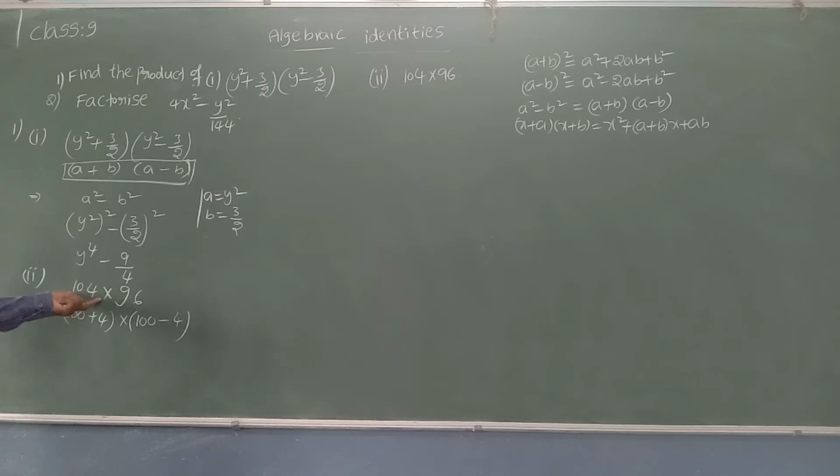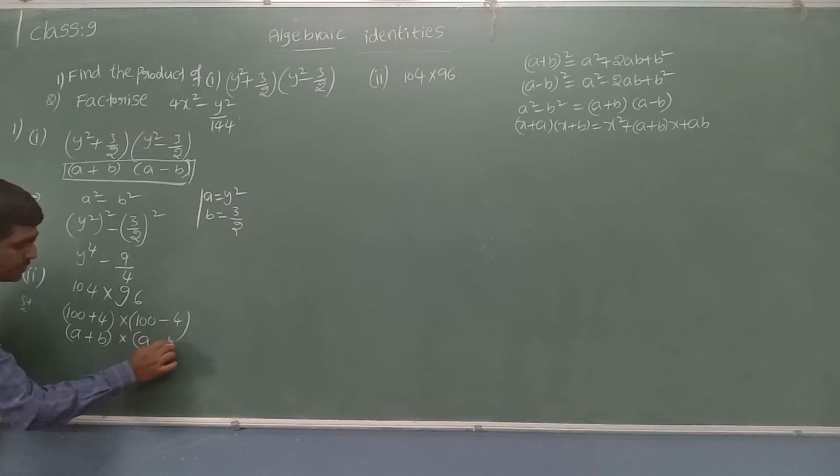104 is near to 100. I wrote 100 plus 4, which gives 104. Even 96 is also near to 100. To get 96 from 100, we need to subtract 4. Now tell me, it is like which identity? Sir, it is like a plus b into a minus b, where a is equal to 100, b is equal to 4. Yes.